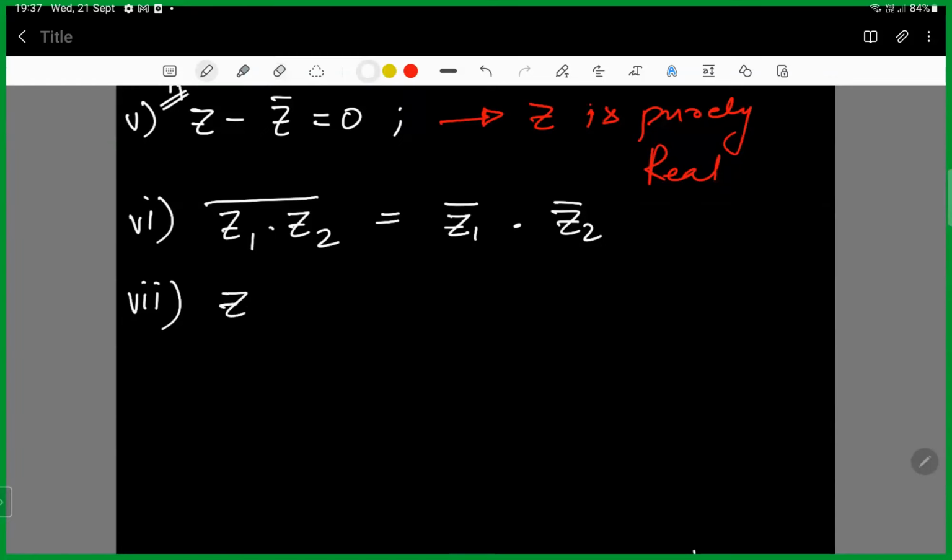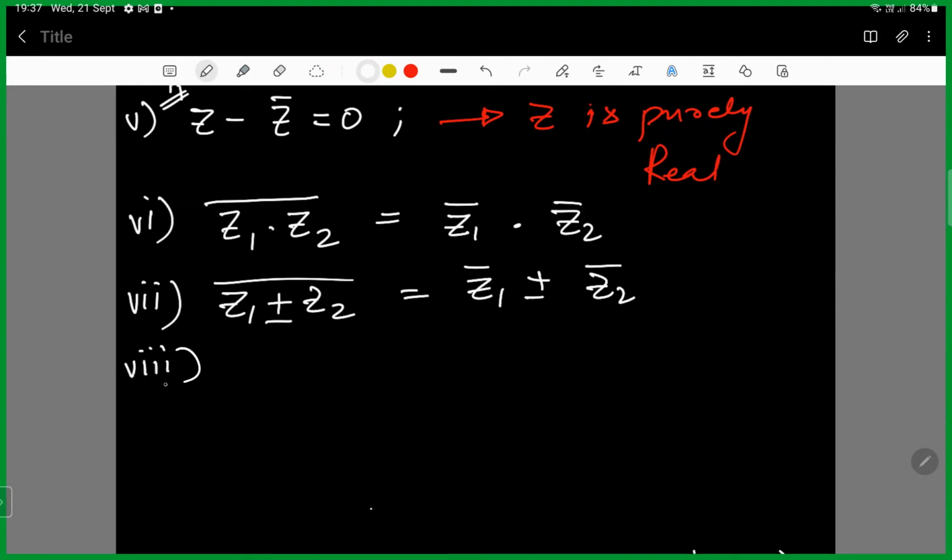Okay, so what about if we add two complex numbers and take the conjugate? How can we write that? Add and subtract both. So this is again Z1 plus or minus Z2, conjugate. Okay, let's write down another property. If we take the division of two complex numbers and take the conjugate, what is this going to be?